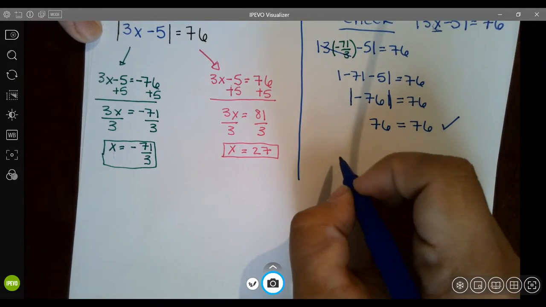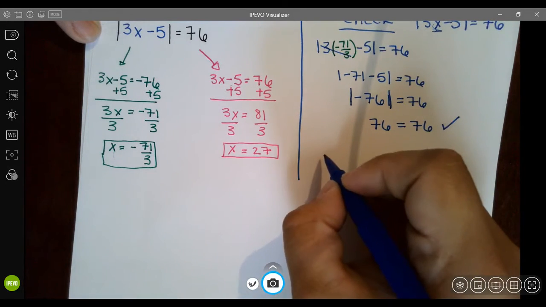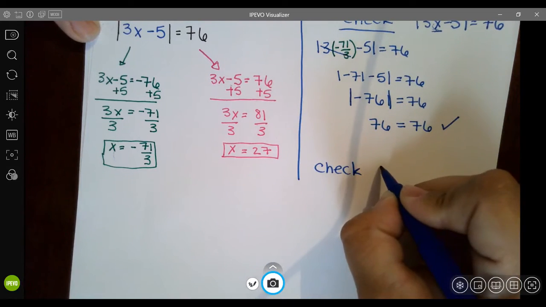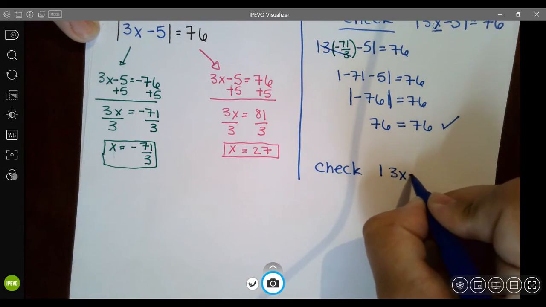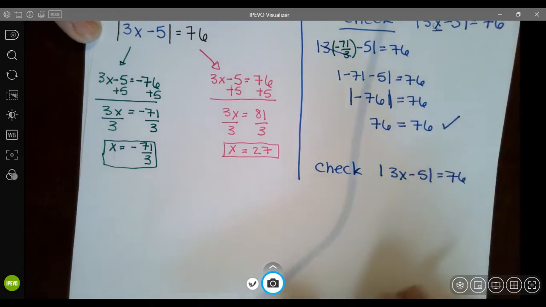Okay, so now we're going to check our other one. So our 27. So I'm going to write again, check. And then I'm just going to write down my equation. You don't have to write it down again, but just so that I can see it.